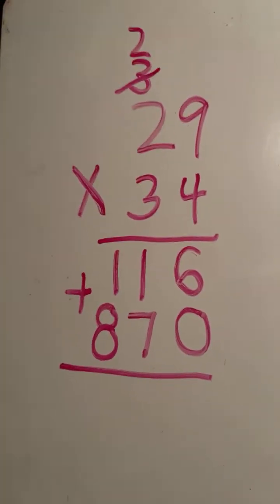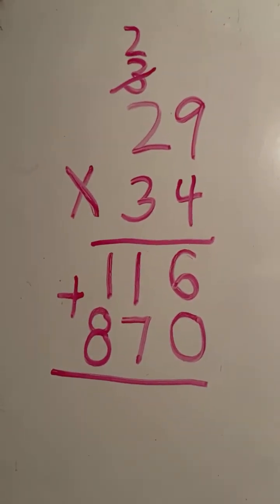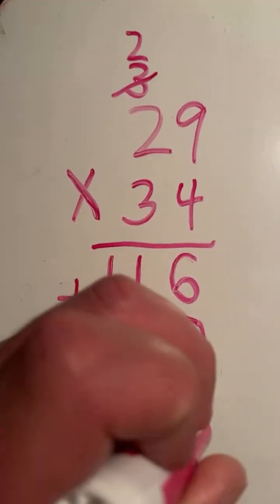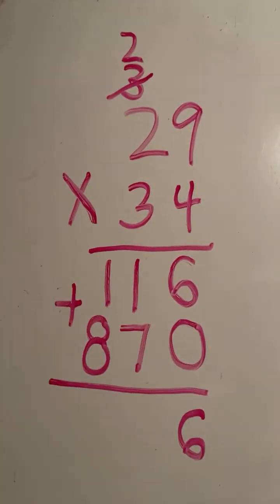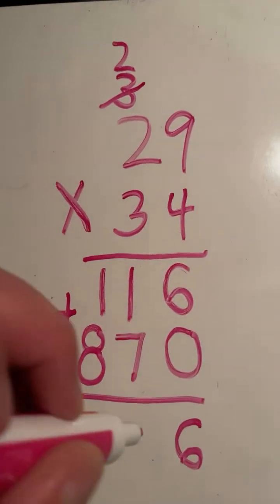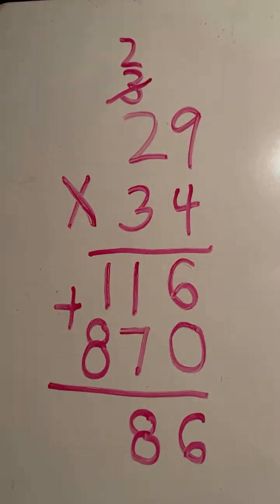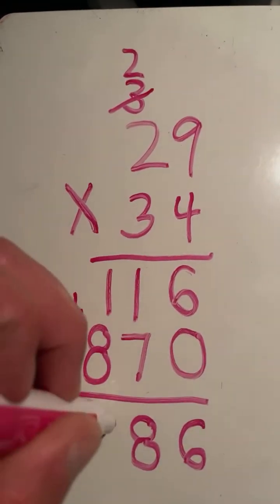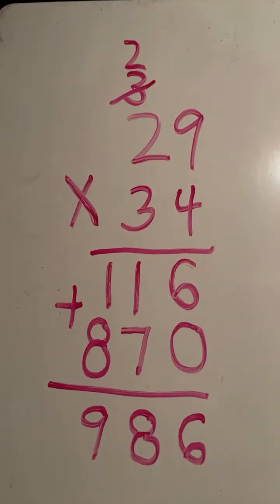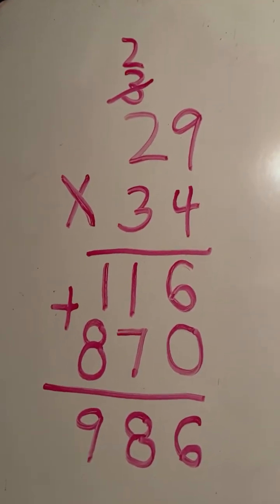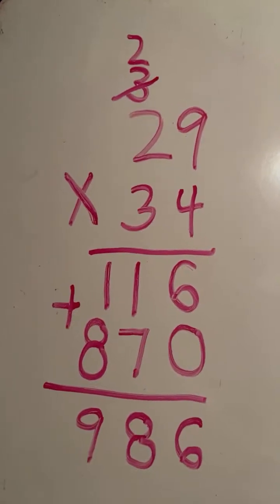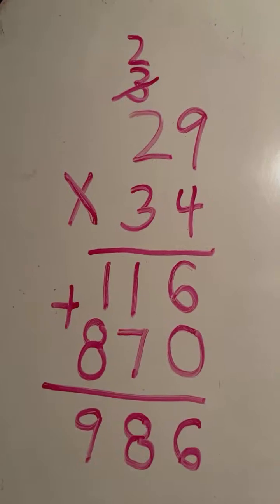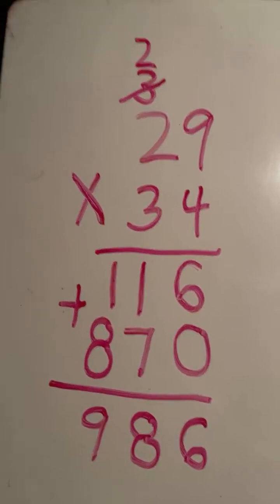And now we have to add these two numbers together to get our final answer. 6 plus 0 equals 6. 1 plus 7 equals 8. And 1 plus 8 equals 9. And we have our final answer. 29 times 34 equals 986.